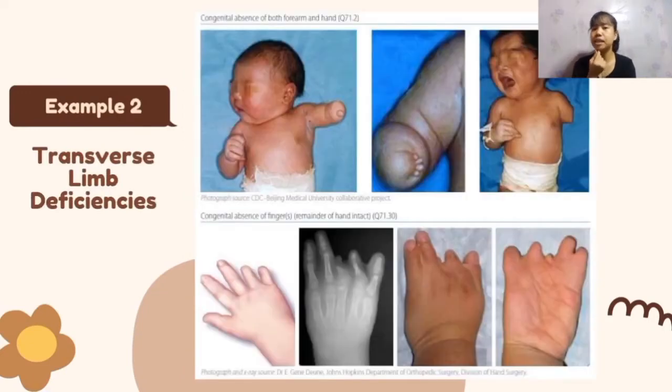Next example is the transverse limb deficiency. It is a congenital anomaly that appears as an amputation of an arm, leg, or digit or toe. The limb is missing the terminal or distal segment with preservation of all the segments proximal to the missing segment. Radiographs are strongly recommended and can be essential to confirm the condition and characterize the bony anatomy.